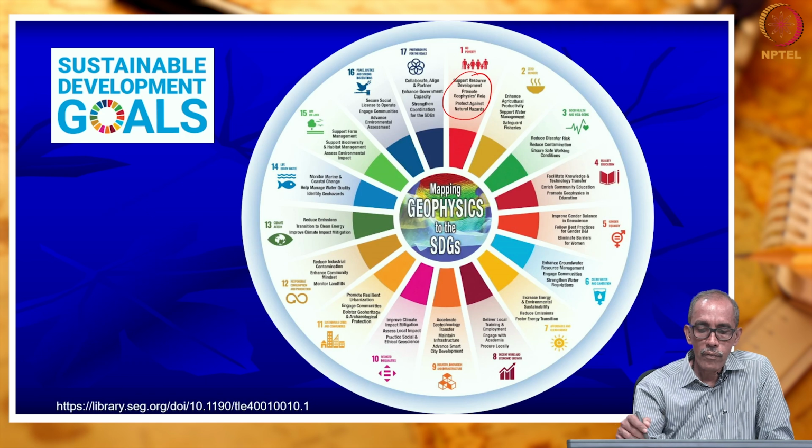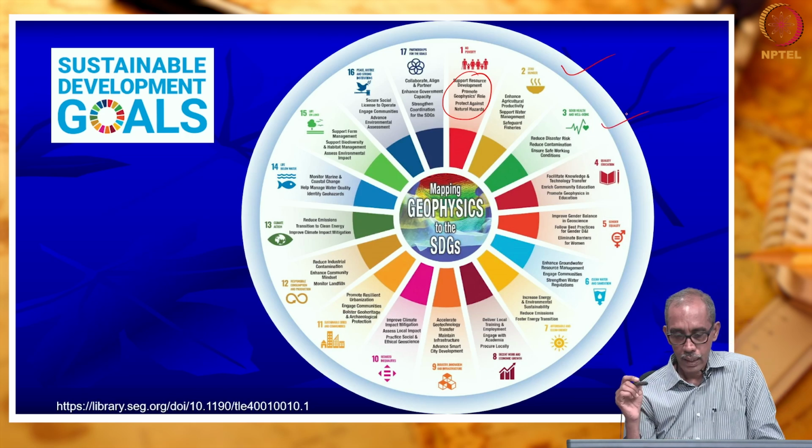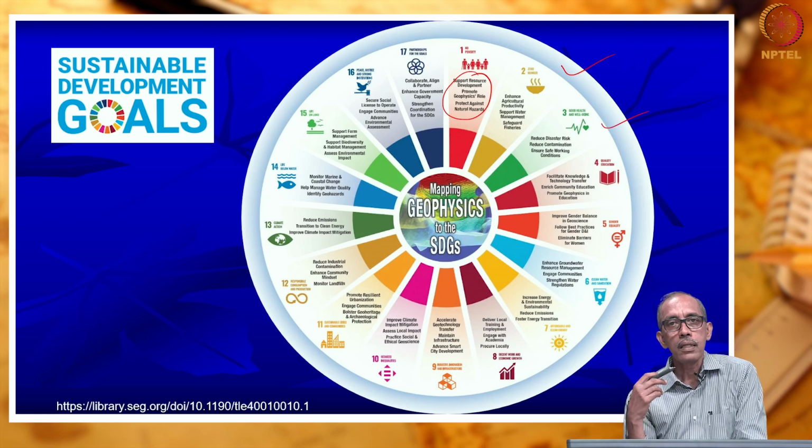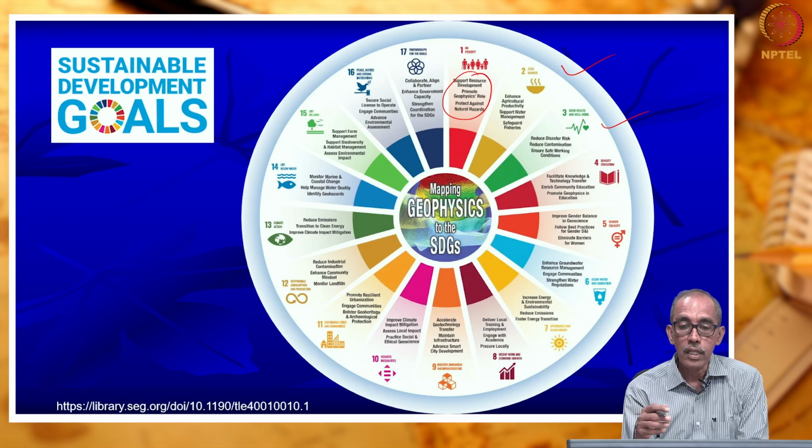So, in the same way, they have related how geophysical methods can help us to understand all the 17 goals as you see in this figure. Thus, the geophysical methods which we are going to see during this course actually help us to attain sustainable development with respect to all the 17 goals formulated by the United Nations.